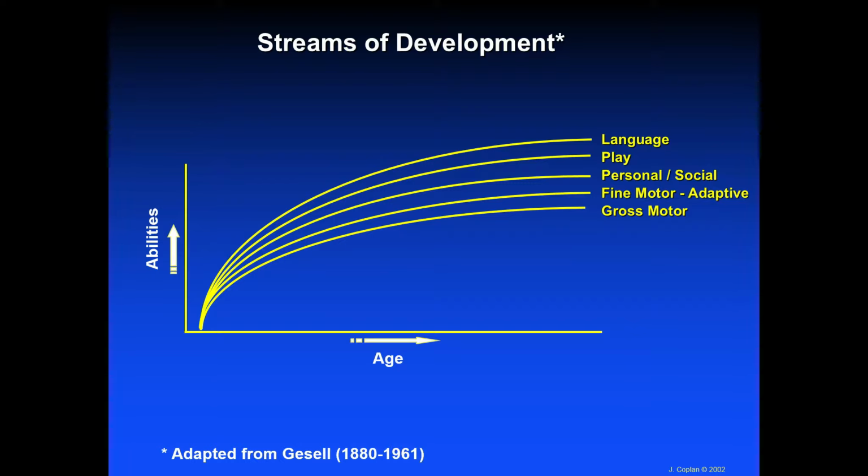So picking up where we left off last time, here's the diagram that I adapted from Arnold Gesell's work that shows streams of development over age. And we can see that the different streams of development include gross motor, fine motor adaptive, personal social, play, and language. And in kind of a schematic fashion, we're showing acquisition of skills over time.